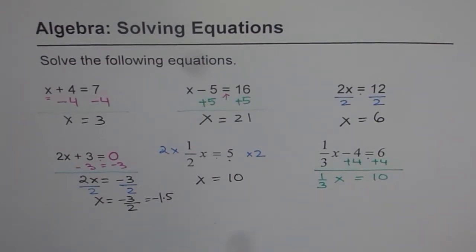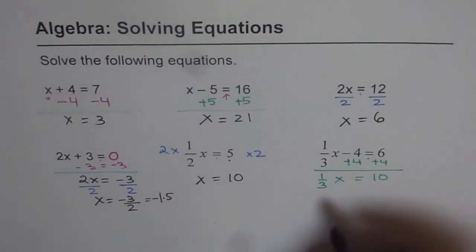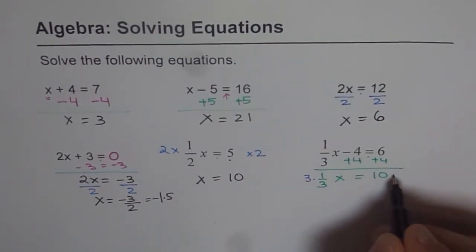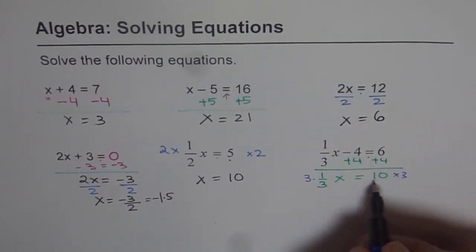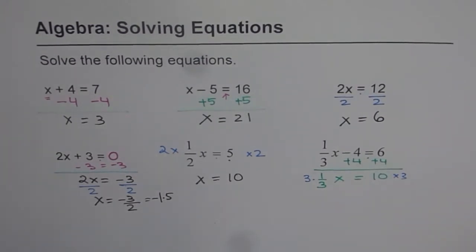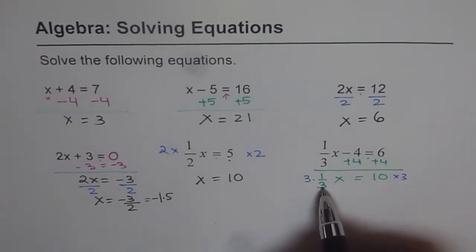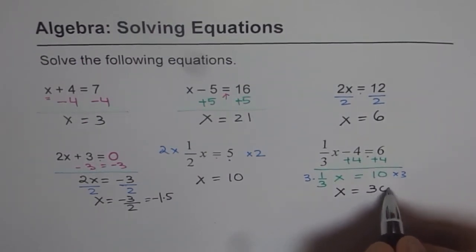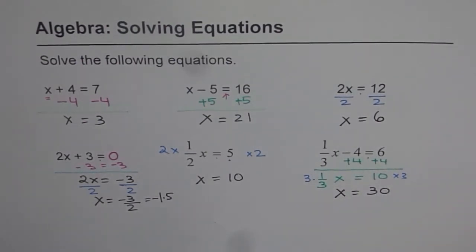Now, 1/3 of x is 10. What is x? Let's do 3 times both sides. So when I do 3 times, what do I get? 3 divided by 3 is 1. So we get x on the left side equals 30. So x equals 30 is our answer.